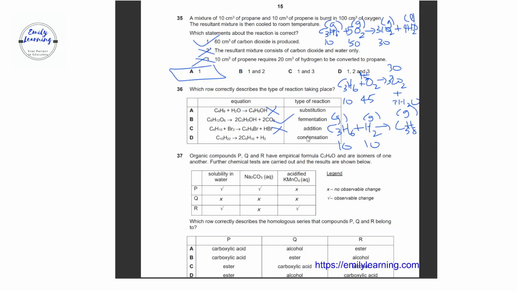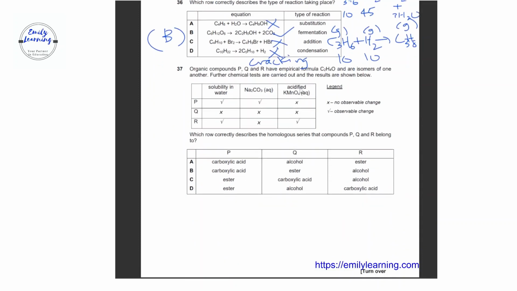Next, condensation reaction. That means you will give off small molecules like H2O, HCl. So your esterification is a condensation reaction. Your C10H22 forms C5H10 plus H2. This is cracking, so your big molecules break down to form small ones. So this is cracking, it's not condensation. So the correct answer for 36 is B.